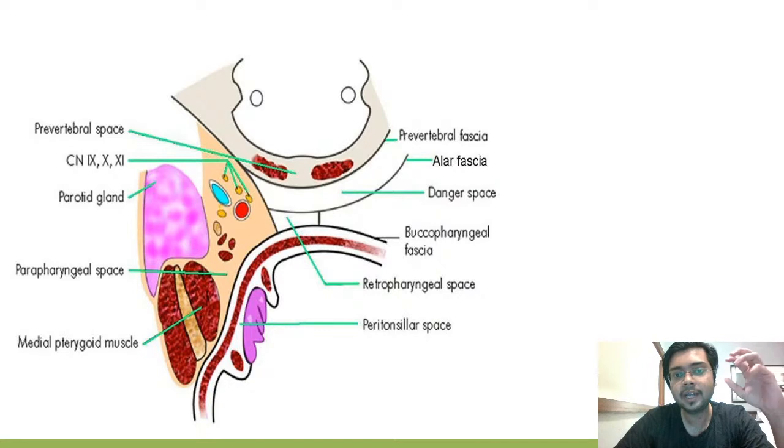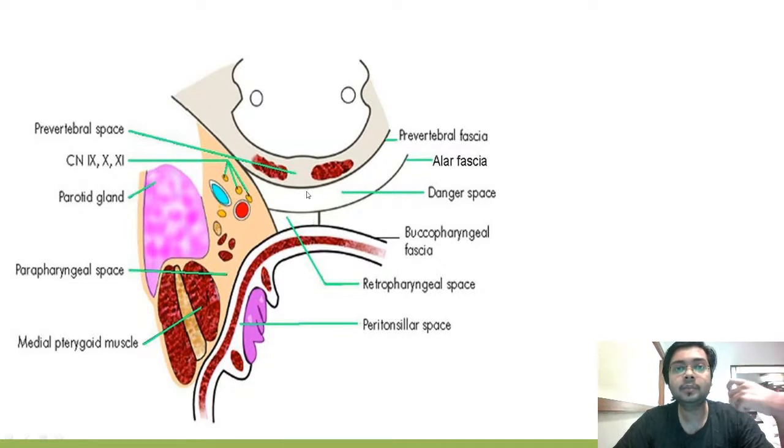So that is why it is called danger space, right? And here you can see your ramus of mandible, medial to which is medial pterygoid, lateral to it is your masseter. This is your parotid gland. Here the nerves are 9th, 10th, 11th and the carotid sheath. So if this figure is asked in future, you can tell it.